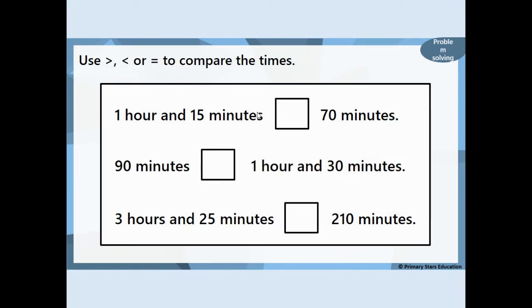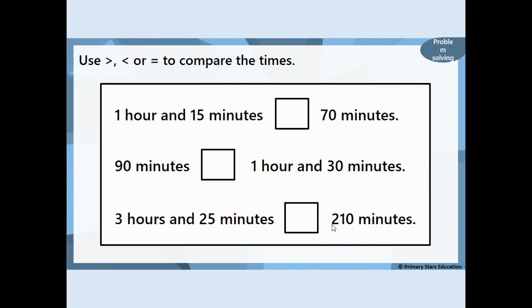Okay, what we're going to do is we're going to use greater than, less than, or equal signs to compare the times. So 1 hour and 15 minutes, is it greater than, less than, or equal to 70 minutes? 90 minutes, is it greater than, less than, or equal to 1 hour and 30 minutes? 3 hours and 25 minutes, is it greater than, less than, or equal to 210 minutes? Please have a go at it. Right, let's have a look.